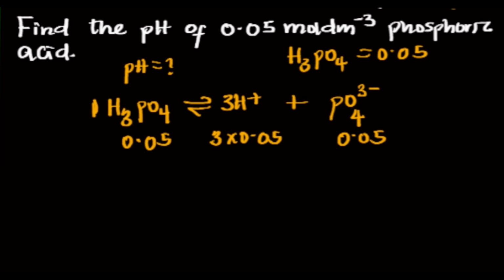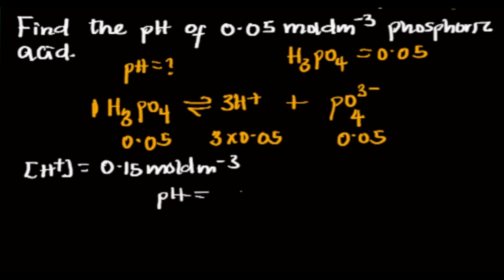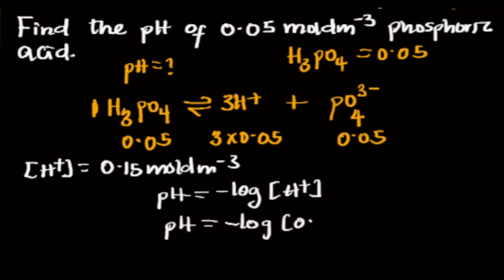Now from here, since we are asked to calculate the pH, what we are going to do is just record the formula directly. We are already given that hydrogen ion concentration is 3 multiplied by 0.05, and that's going to give us 0.15 mole per dm³. So then we're going to record pH equals negative logarithm of hydrogen ion concentration. Then from here, we're going to have pH equal to negative logarithm of 0.15. Then from there, what's going to be our pH if we press this on the calculator?